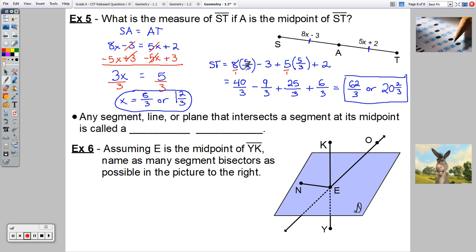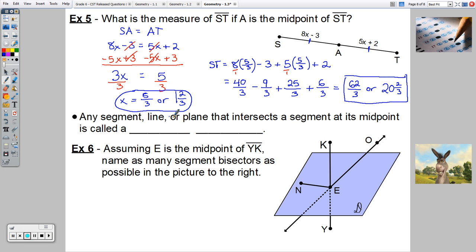And if you just did this part, 40 thirds minus 9 thirds, that'd be 31 thirds. And 25 thirds plus 6 thirds would also be 31 thirds. That should make sense because this point A was supposed to be the midpoint. These are supposed to be the same length, SA and AT. Awesome. Let's move on to our last little idea here.